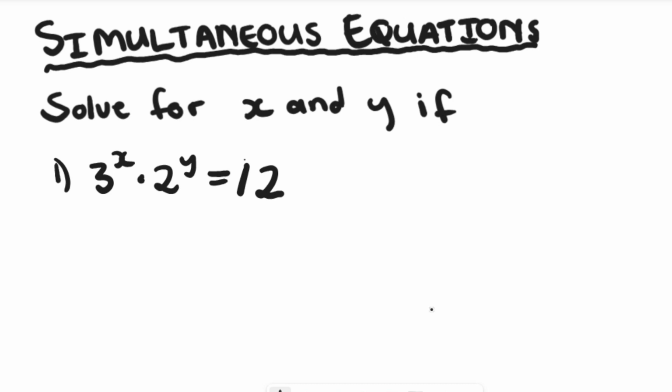Hello viewers, in this video we're going to look at how to solve simultaneous equations. If the question is to solve for x and y, let's take this one for starters: 3 to the power of x multiplied by 2 to the power of y equals 12. How would you solve something like this?